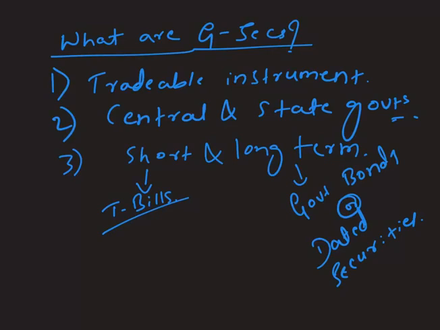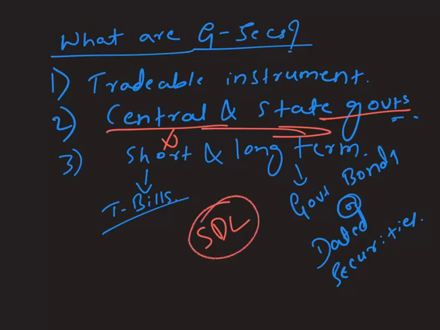And the last important point to note here is that the central government can issue both short as well as long-term government securities. This means the central government can issue both treasury bills as well as government bonds or dated securities whenever it wants to raise money. However, this privilege is not available to the state governments. They can raise money only via the long-term route, which includes government bonds or dated securities. And these are called state development loans.